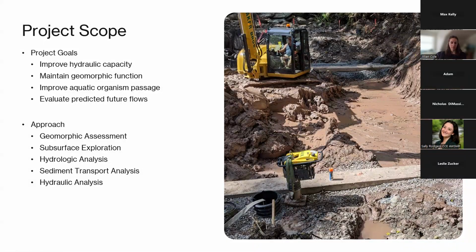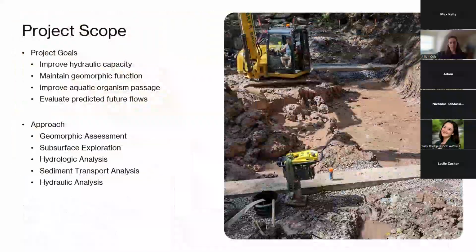So we wanted to evaluate predicted future flows as well for this one. And the approach utilized geomorphic assessment, subsurface exploration, hydrologic and hydraulic analysis, and sediment transport analysis. And you can see the importance of the subsurface exploration because it's another example where you have those glacial legacy sediments overridden by a shallow alluvial layer, and could present potential problems depending on what type of structure was chosen for this location.